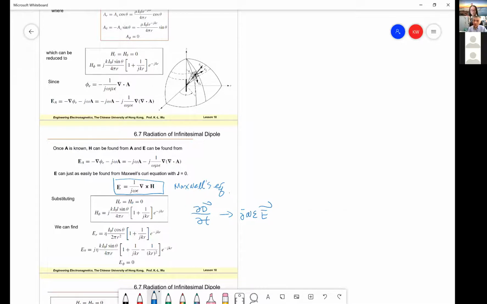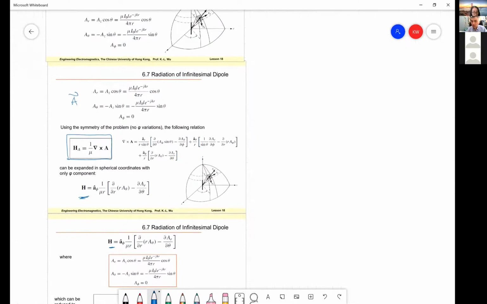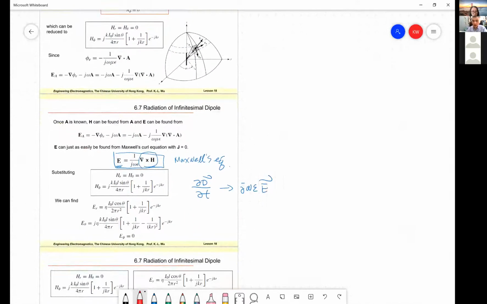Then this tells us if you know the magnetic field, you know the electrical field, right? And then we also need to use the curl of a vector field, and we already gave a general expression for it. Then we find the total electric and magnetic field. We find the magnetic field, we find the electrical field, okay? This is what we have done, right?